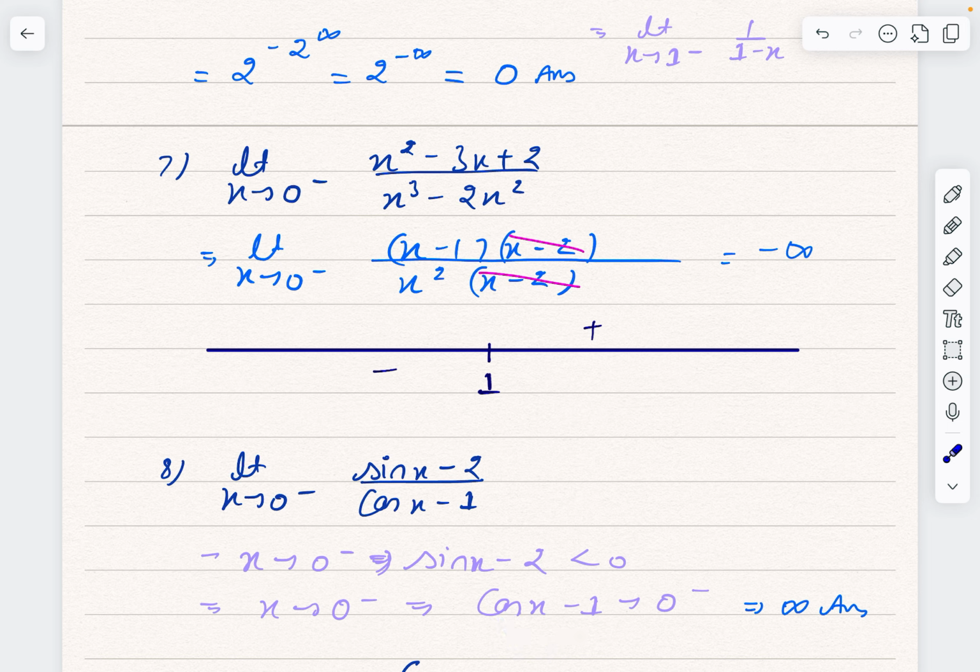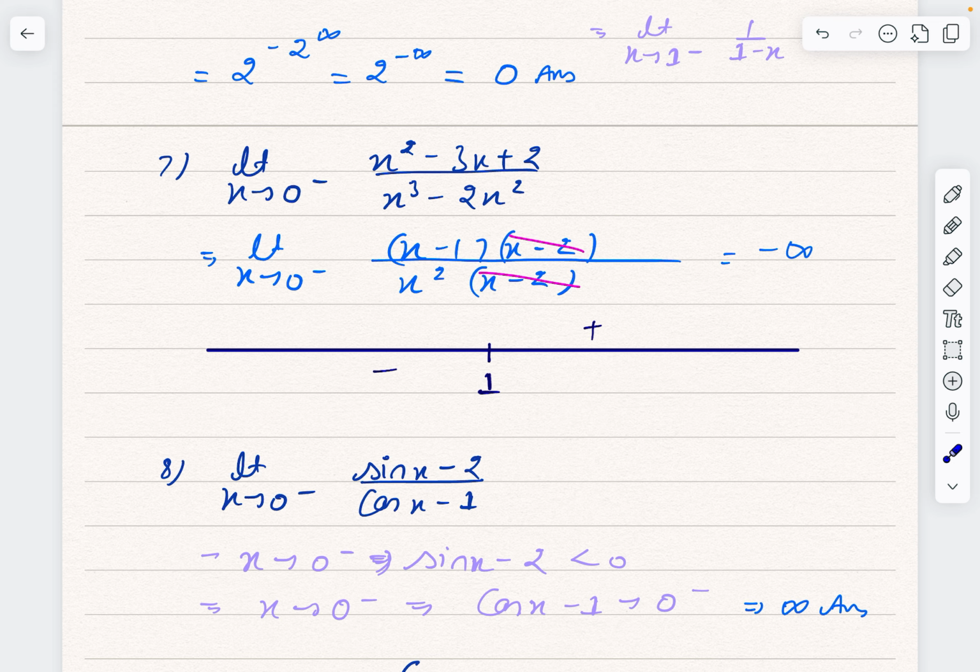Okay, this 0 negative, 0 positive, we just need to understand these things. It will be very important. Many difficult, hard problems of JEE Advanced we can also solve directly if you understand this plus minus. So when x is slightly less than 0, cos x will be slightly less than 1, and slightly less than 1 minus 1 will be slightly less than 0.